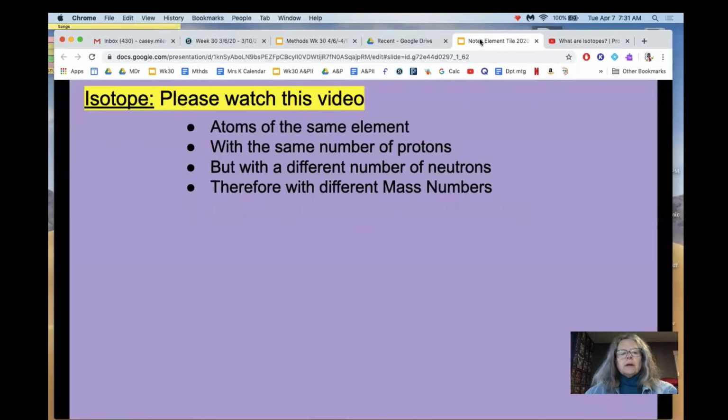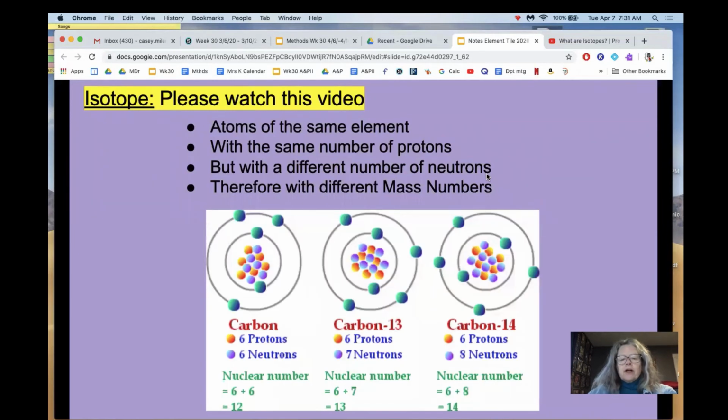So let's go back to here. This is just a summary of some of the things that hopefully you got out of the video. Here is another representation of carbon. I just thought it was nice and clean with everything on the same page. If you count them, you can see that the protons, which are the orange, are always 6. But the neutrons differ, and therefore they have different mass numbers.